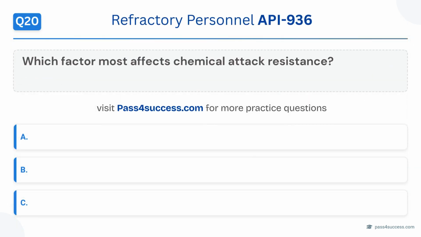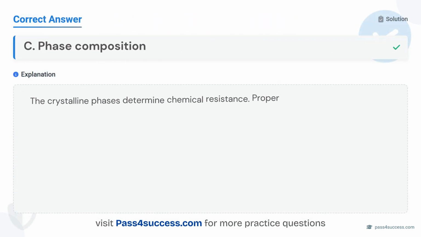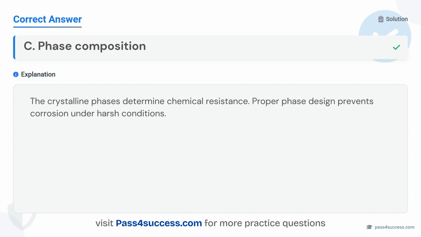Here's a tricky one. Which factor most affects chemical attack resistance? A. Silica content. B. Service temperature. C. Phase composition. Correct answer is C. Phase composition. The crystalline phases determine chemical resistance. Proper phase design prevents corrosion under harsh conditions.